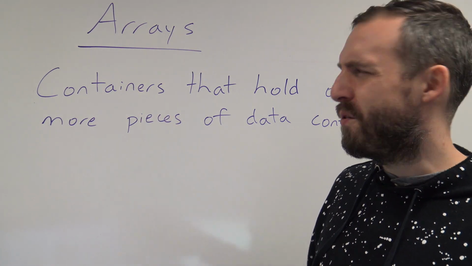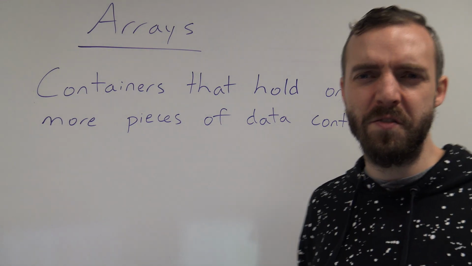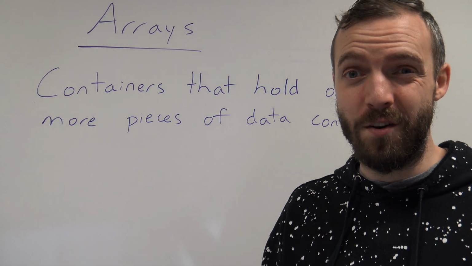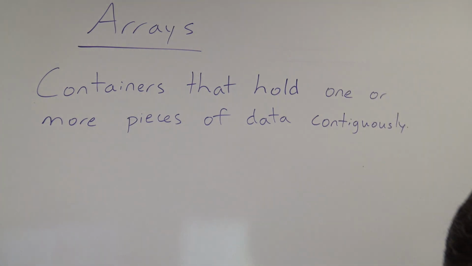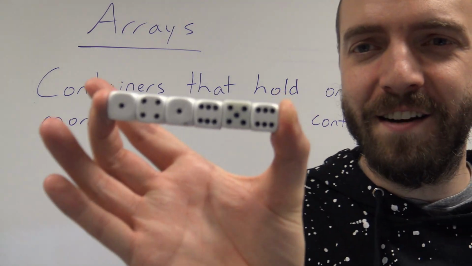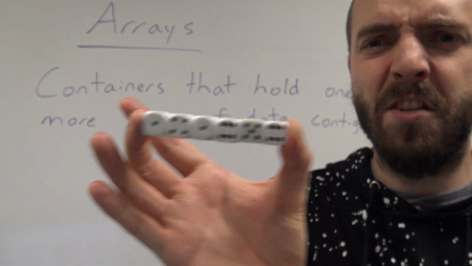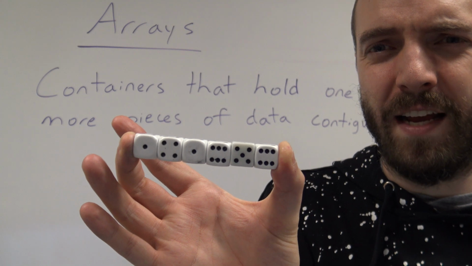The definition of an array is a container that holds one or more pieces of data contiguously. And contiguous really just means side by side in an ordered way. Let me show you a little example with some dice. I have these dice that I'm holding between my fingers here, and each one of these is an individual piece of data. Consider these integer type pieces of data.